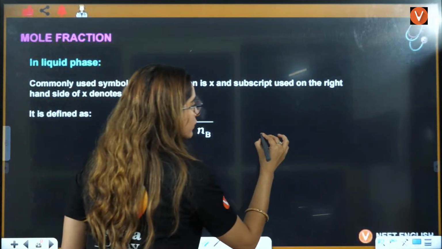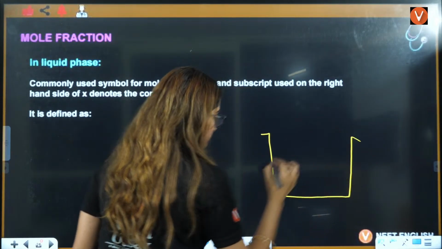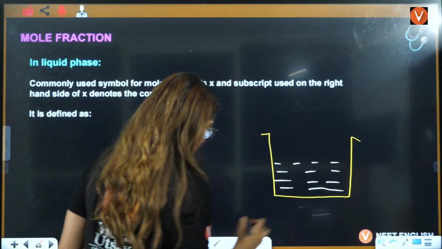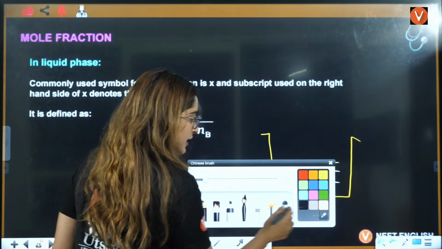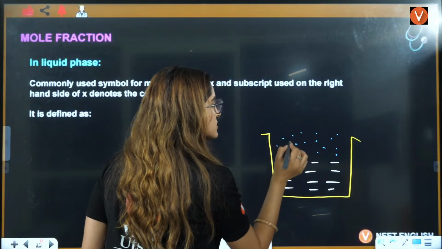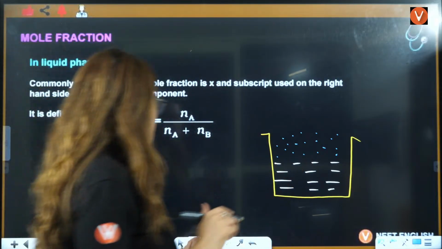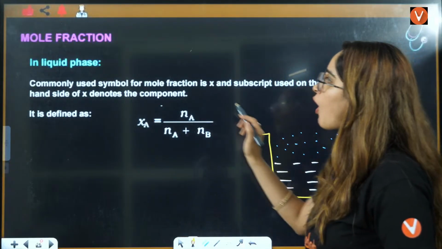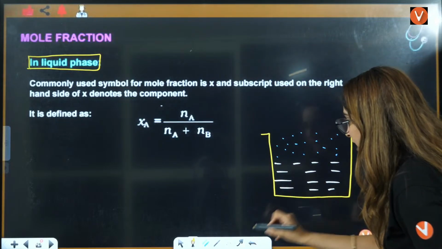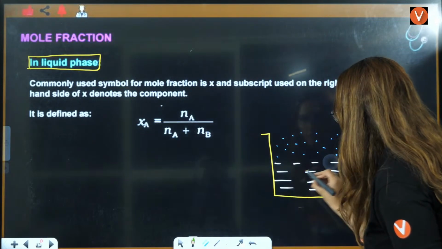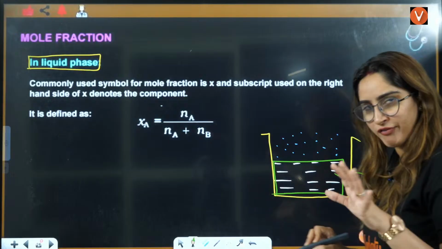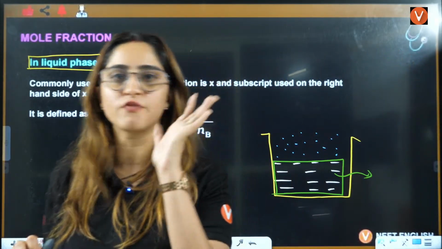Now, see one thing, you have this liquid. This is the liquid that you have, right? Now, it is forming some vapors. Now, let's talk about mole fraction, right? One thing is called mole fraction in liquid phase. That means the mole fraction that is there in this liquid phase. I'll give you the definition of mole fraction. Just understand what is liquid phase and vapor phase.